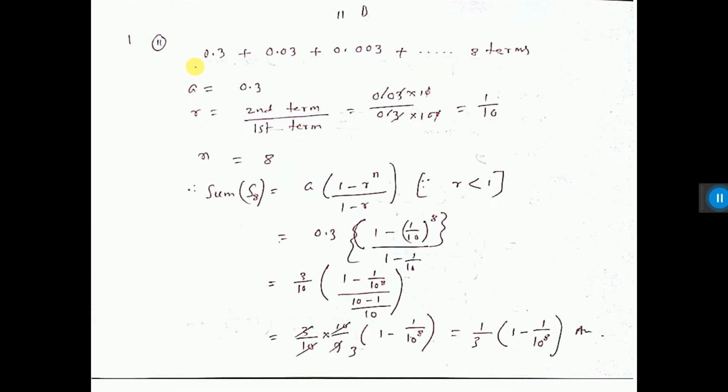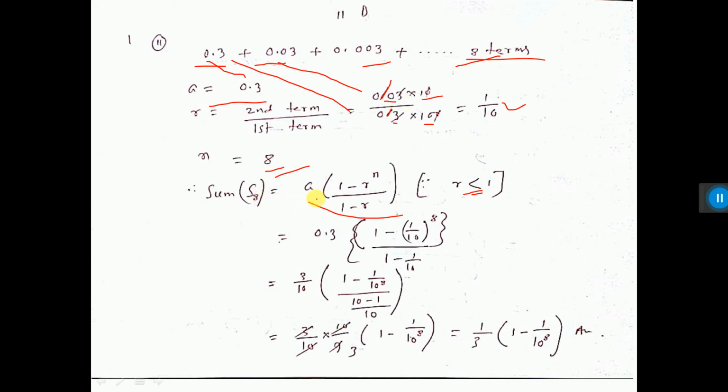See the second sum, we have to add these 8 terms. So here a is the first term, and r is the second term by first term. We remove the points: three digits are there, so multiply by 100; one digit is there, so multiply by 10. So it is coming 1 by 10, which is less than 1. See, r is less than 1, that is why this formula. The total number of terms is 8, so n is 8.